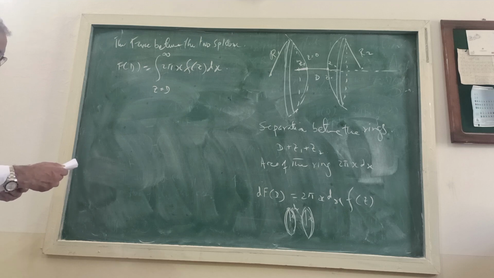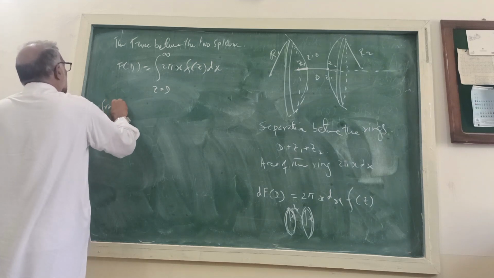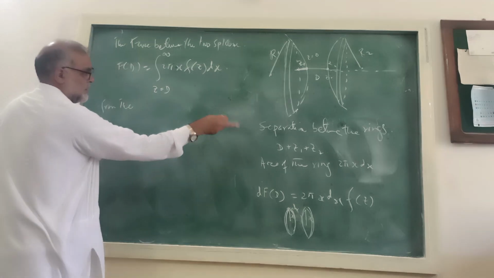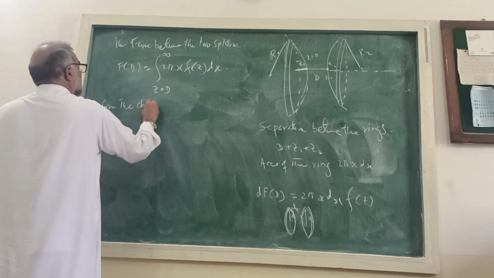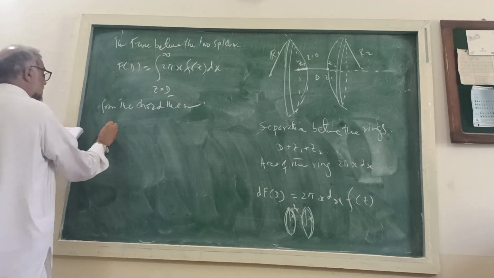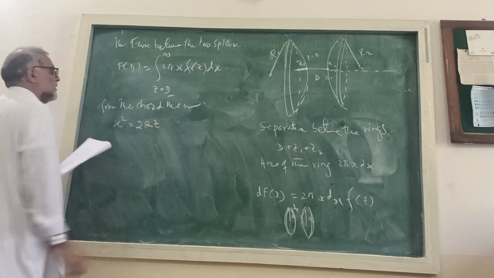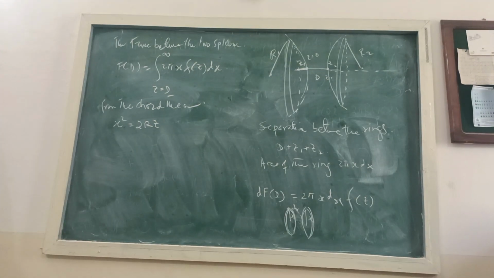So from the chord theorem, right? From the chord, which is what you call the chord theorem, x square is equal to 2r into z.